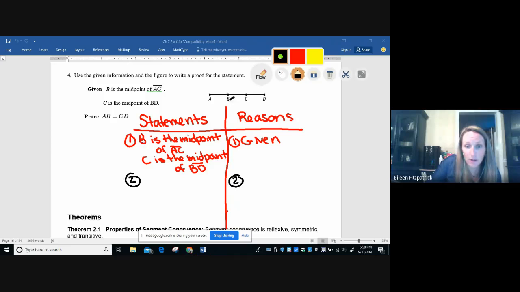If B is the midpoint, look at B. If B is the midpoint of AC, what does that allow you to conclude? If B is the middle of AC, hopefully that makes you conclude that AB is equal to BC. So we'll write that next. Okay, we're going to say that AB is equal to BC. And that's the definition of midpoint.